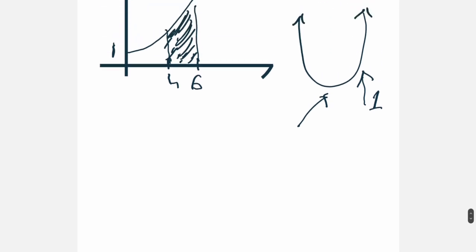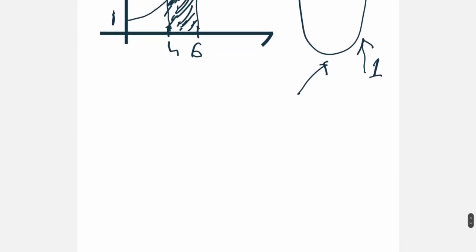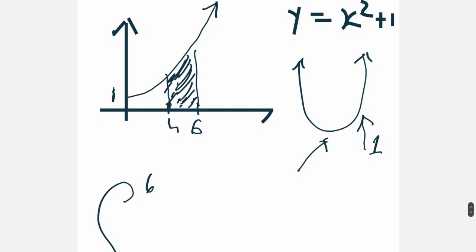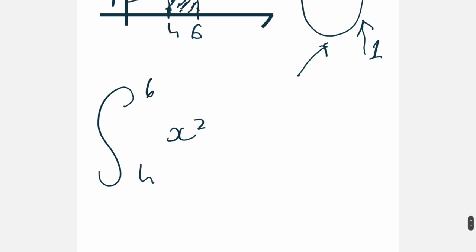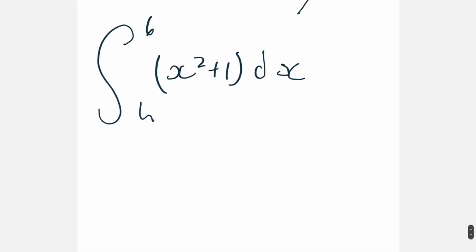So we're going to have to use an integral. So remember, this 6, 4, and then we need to find f of x being y. So f of x equals x squared plus 1. So the integral of x squared plus 1 dx. Great. Now, here we need to get the antiderivative of x squared plus 1.